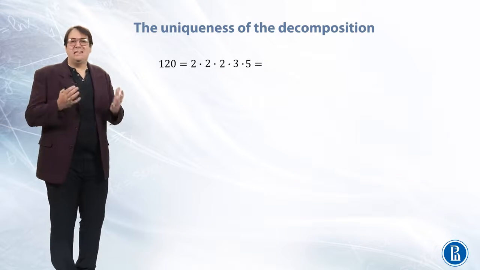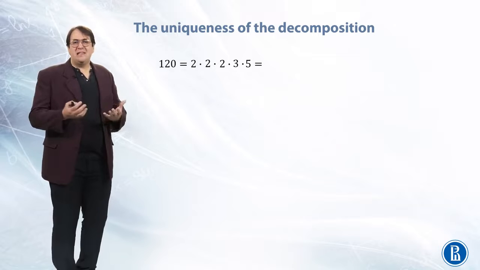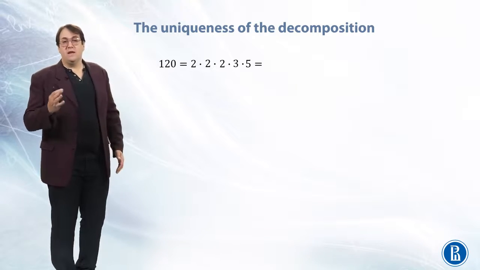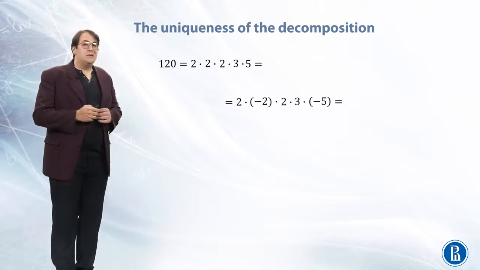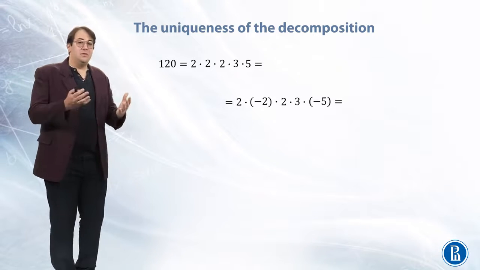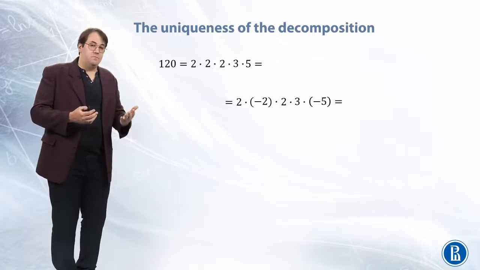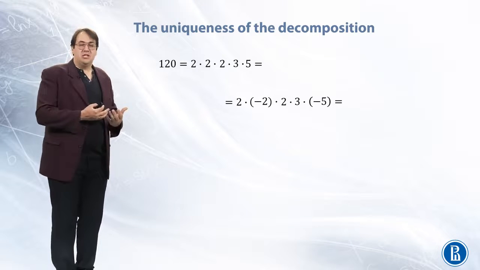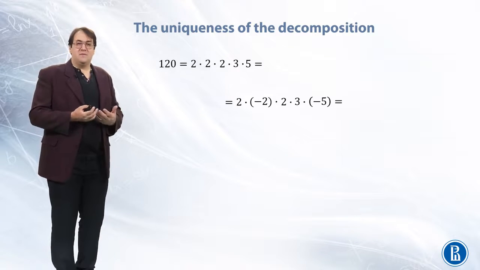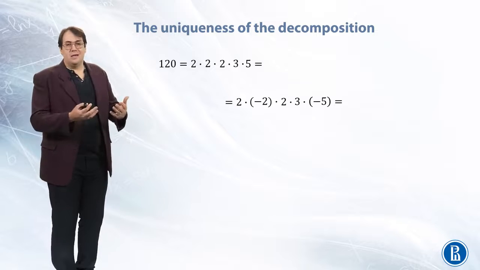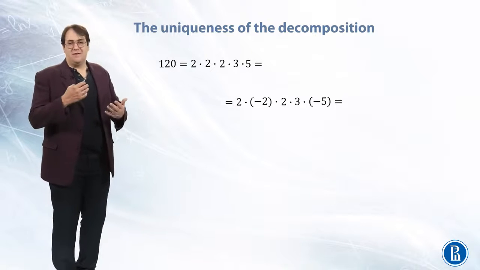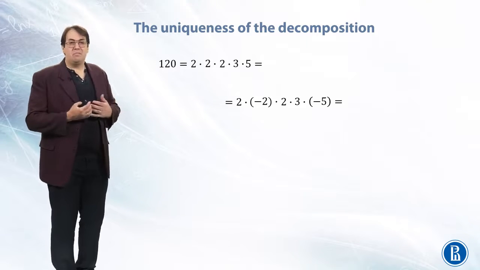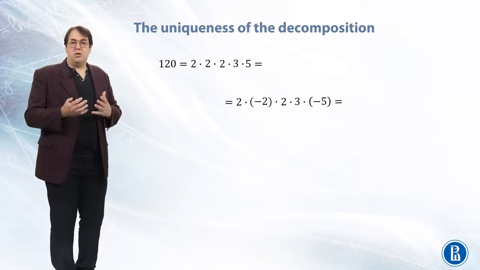Say just an integer, 120. We understand that it can be decomposed as a product of 2, 2, 2, 3, and 5. But it can also be decomposed as a product of 2, minus 2, 2, 3, and minus 5. So there are slight changes between the first decomposition and the second. In the first we have 2, and in the second we have minus 2, and in the first we have 5, and in the second decomposition we have minus 5. I believe we can understand that these decompositions are almost the same.